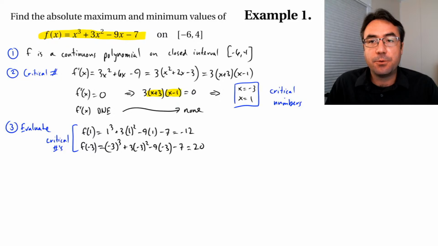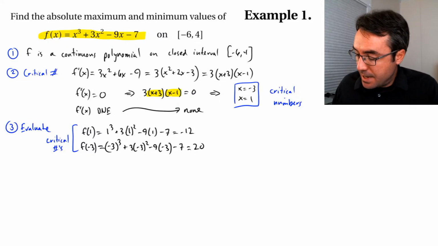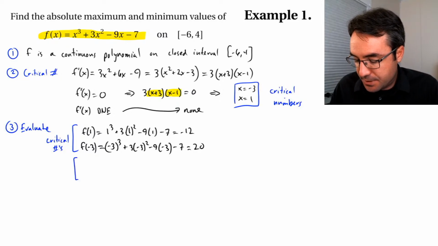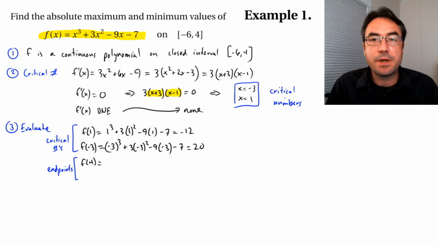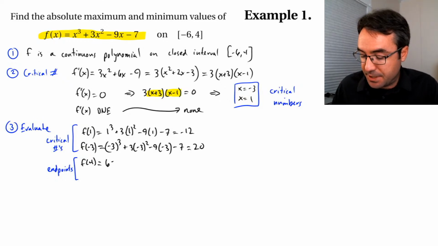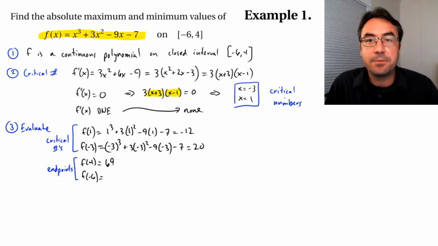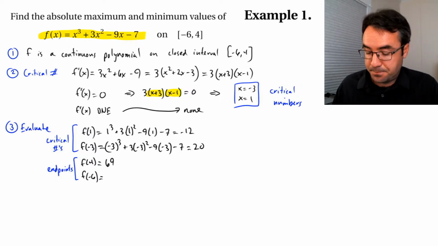All right, so we've done the critical numbers. Now we want to do the endpoints. So there's two endpoints to check. We'll plug 4 in, and I won't write this out, but if we plug x equals 4 in, you do the arithmetic, you should end up with 69. And when we plug in negative 6, you should end up with negative 61.